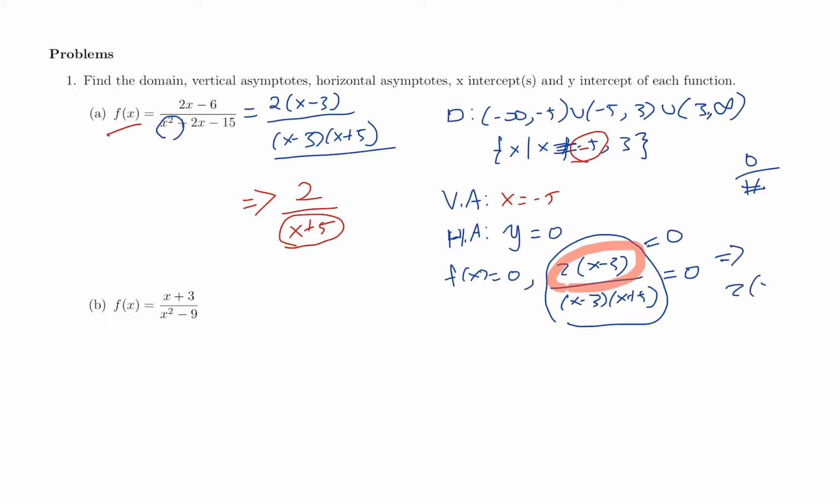So 2 times x minus 3 equals 0. Then 3 will give us 0, right? But now this is where we have to be careful, because 3 is actually not in the domain. So for this problem, we cannot plug 3 into the function because 3 is not in the domain. So there are no x-intercepts.